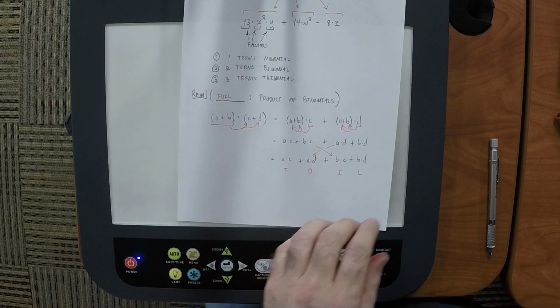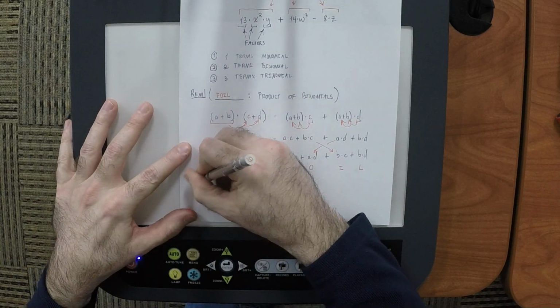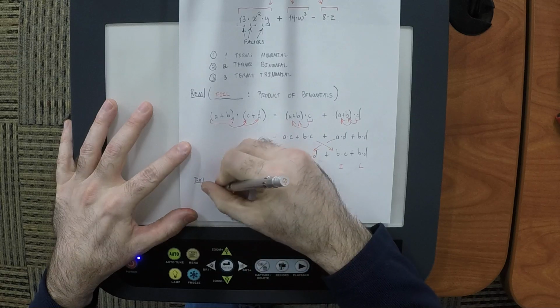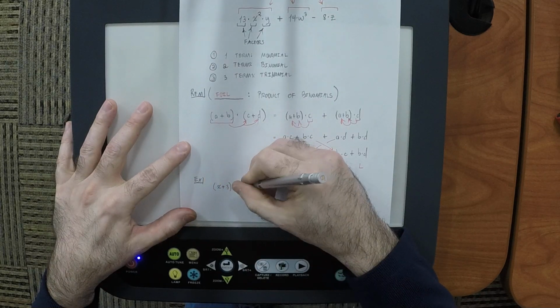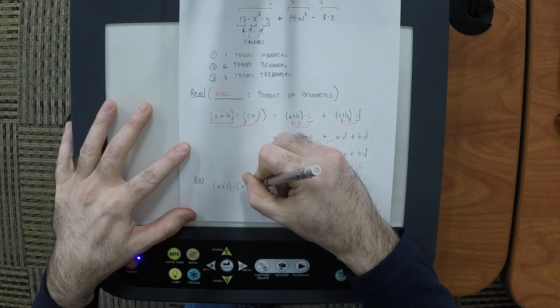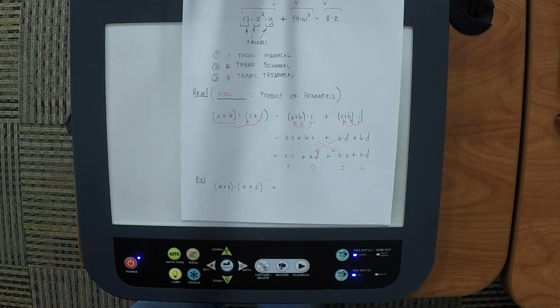Okay, so let's do one quick FOIL, and then we're done for the day. For example, x plus 3 multiplied by x plus 5, say. Do you observe that this is the product of binomials? Yes. Therefore, FOIL will work. There should be exactly 4 terms. We're going to write them all down.